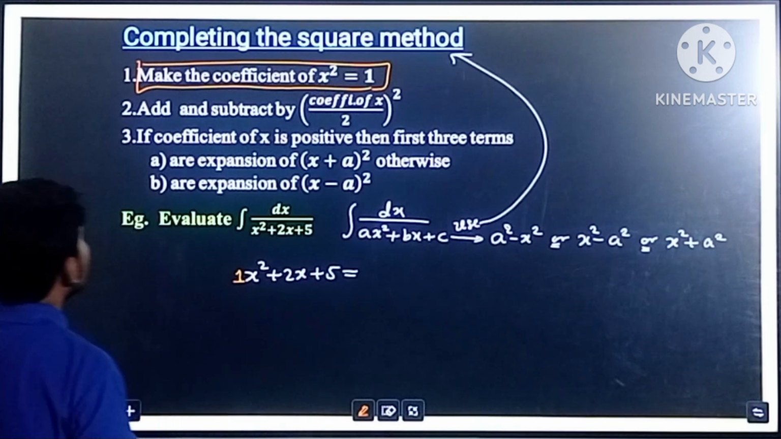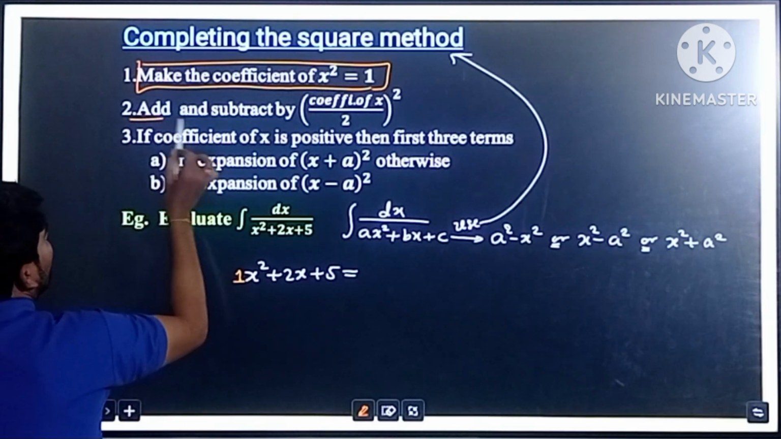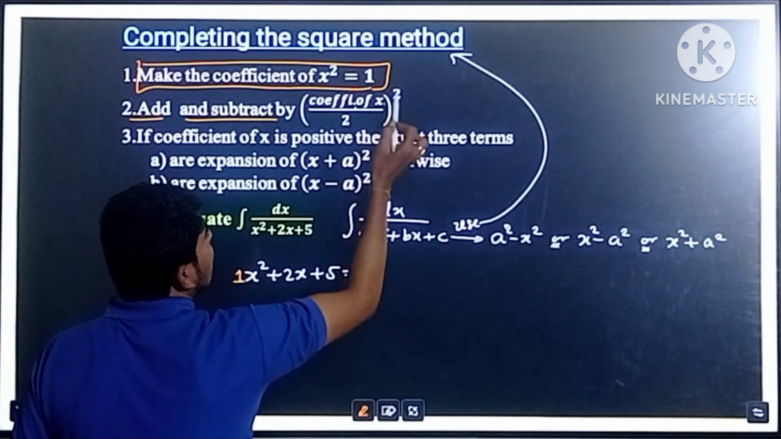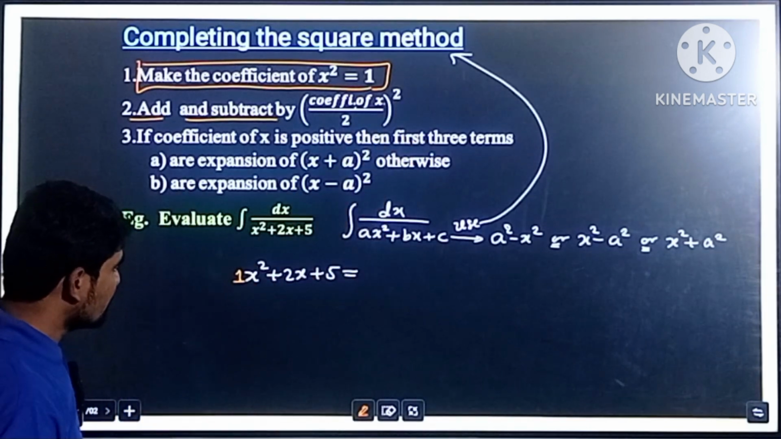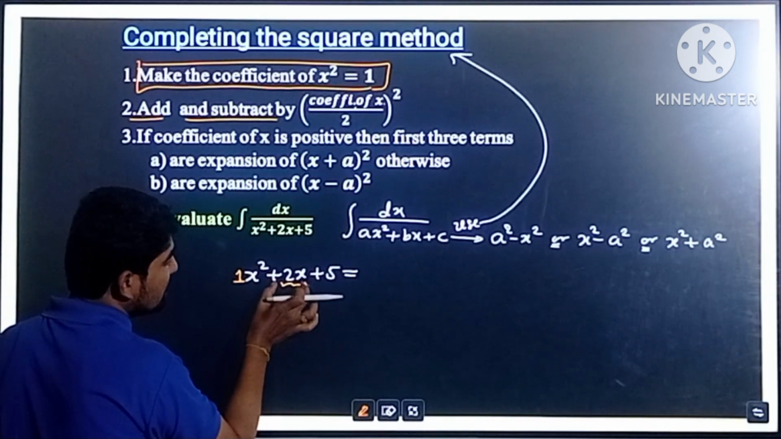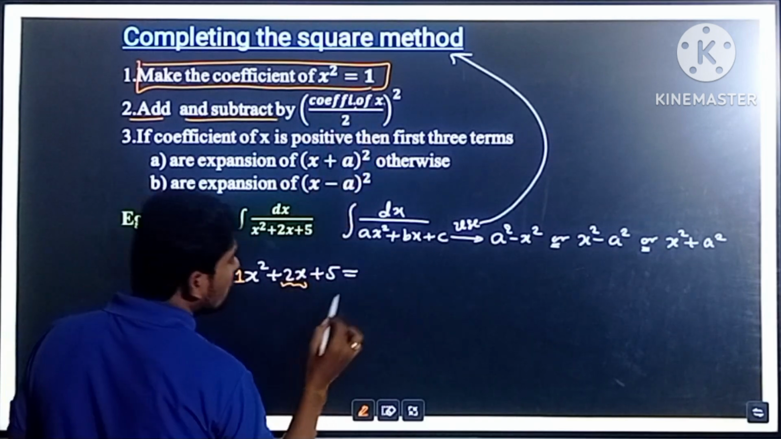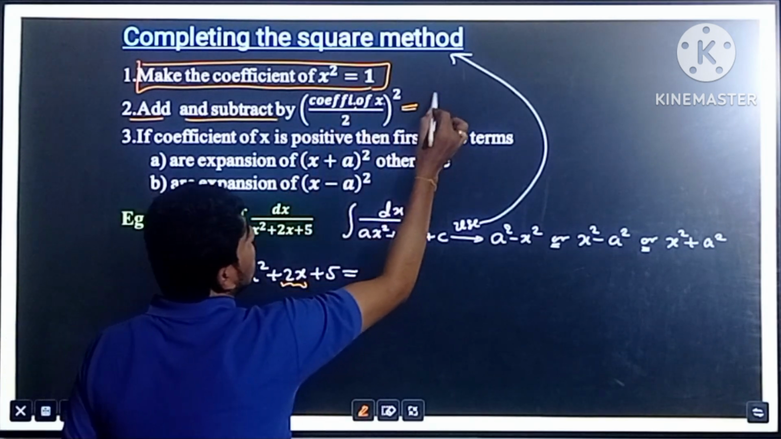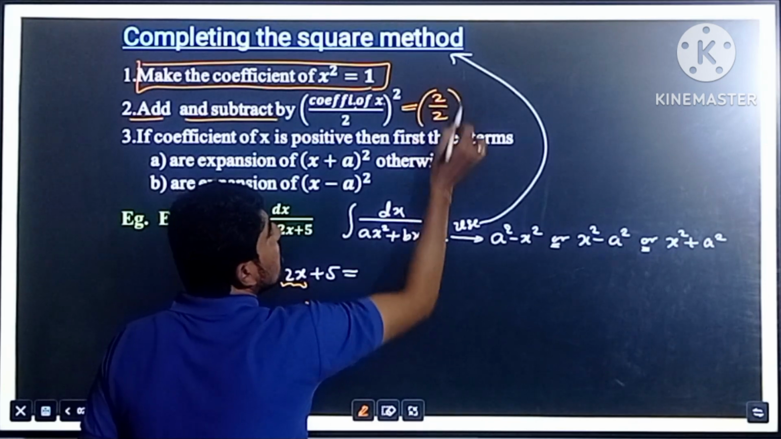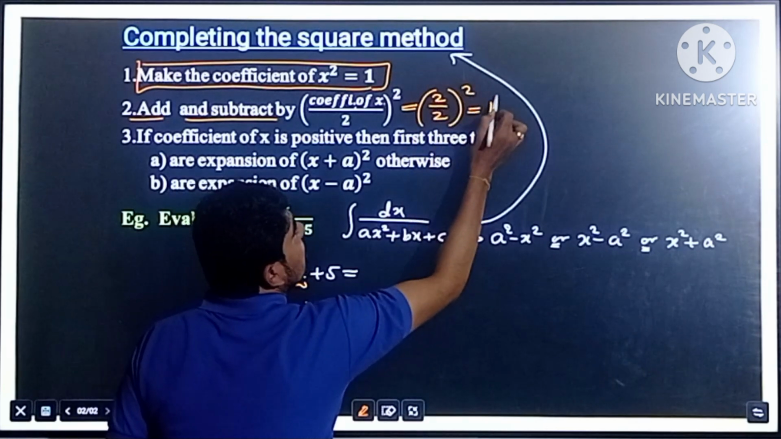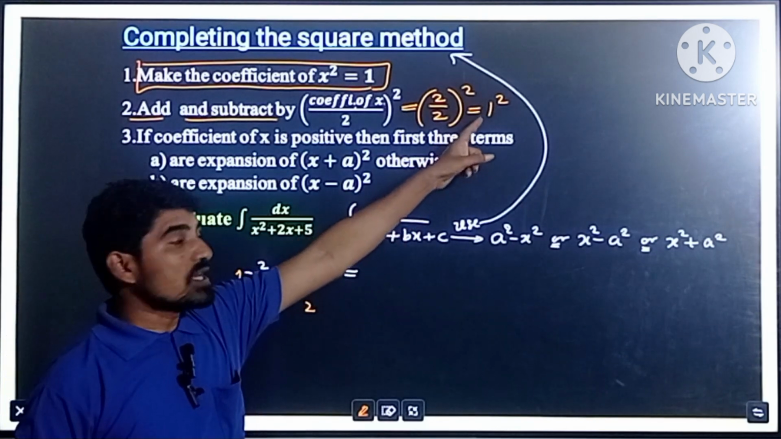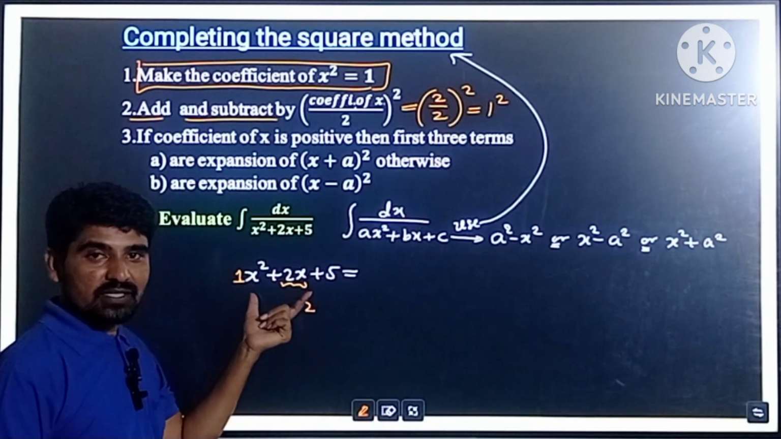Next, what is the next step? In the second step, add and subtract what? Coefficient of x by 2 whole square. Observe here, the coefficient of x is 2. Therefore 2 divided by 2, whole square. It means 1, that is 1 square. Now add and subtract this 1 square to this quadratic expression.